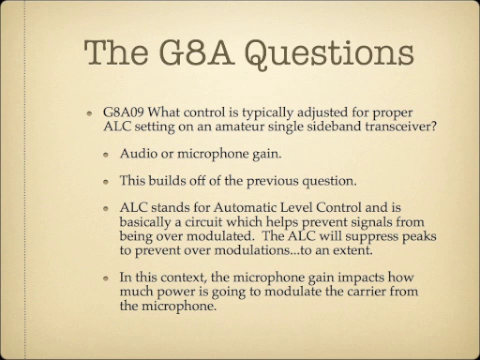Now, in this context, the microphone gain impacts how much power is going to modulate the carrier from the microphone. So the microphone basically sends a signal down, it's a single sideband transceiver, so it'll send a signal down to a balanced modulator, and that's combined with a signal from an oscillator. Now, the microphone gain basically adjusts how much power is going from the microphone to modulate the carrier wave from the oscillator. And proper setting of that microphone gain basically helps prevent overmodulation. So the control that is typically adjusted for proper ALC setting on a single sideband transceiver is the audio or microphone gain.